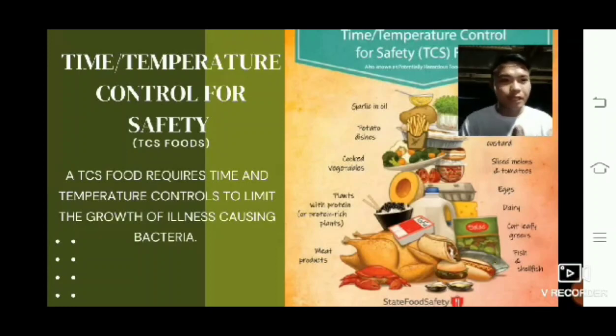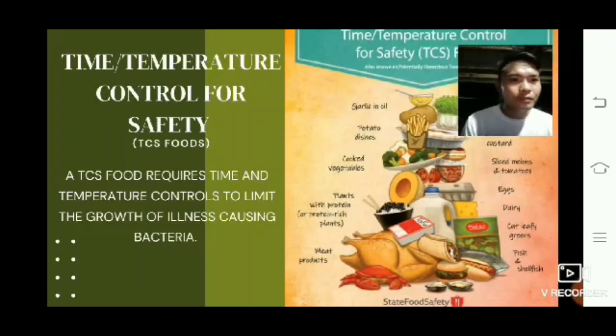It's because if you know the TCS, or the time temperature control for safety, the illness or the spreading of bacteria will be eliminated where possible, or at least reduce the possible bad effects of certain food on our body. So this is very important.